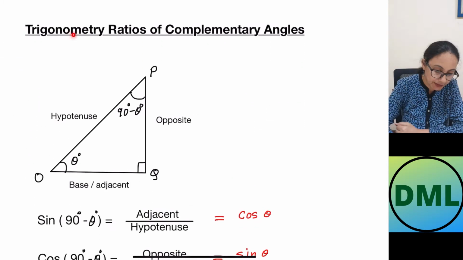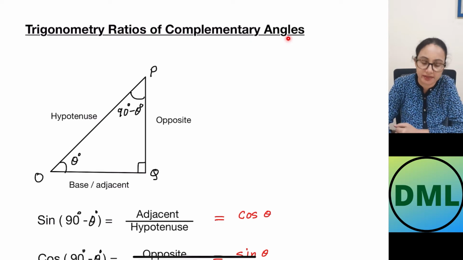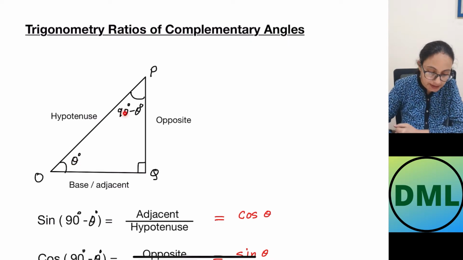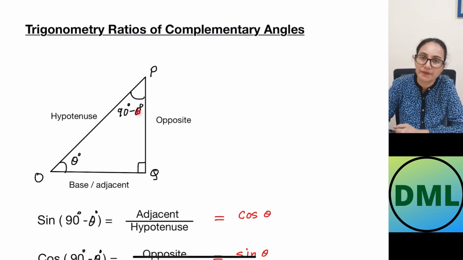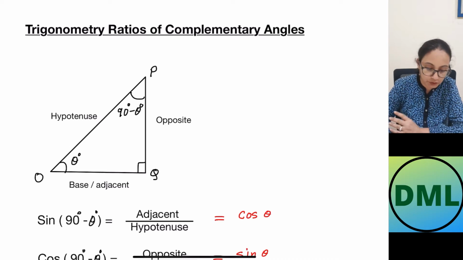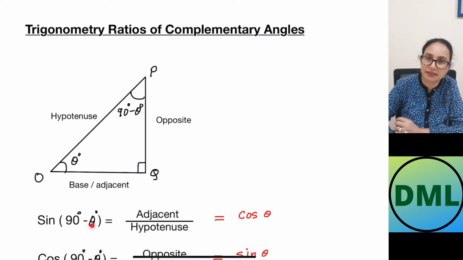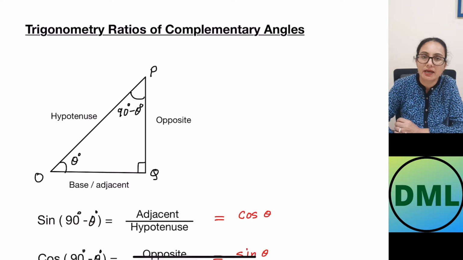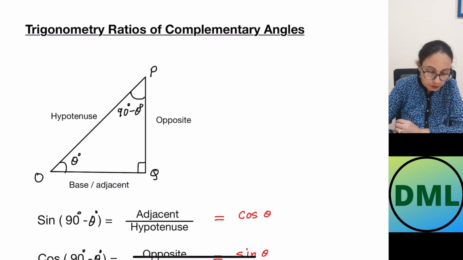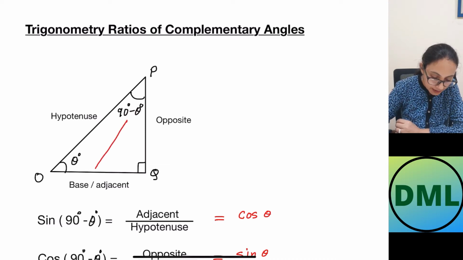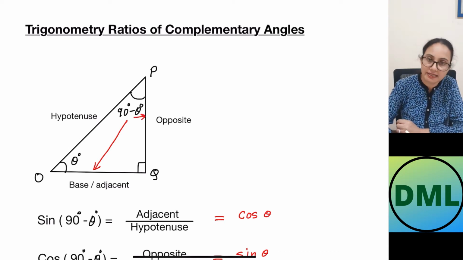Now trigonometric ratios for complementary angles. If this is theta, 90 degrees minus theta is my complementary angle. Now I will write down all my values for sine, cos, tan and the other three ratios for 90 degrees minus theta. If I talk about sine of 90 degrees minus theta, we know that sine is opposite over hypotenuse. For this angle 90 degrees minus theta, this is opposite, this is my base or adjacent, and this will be my hypotenuse.